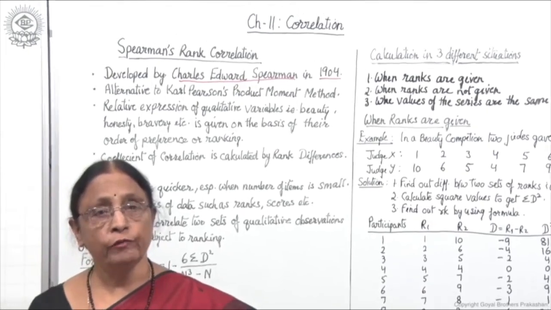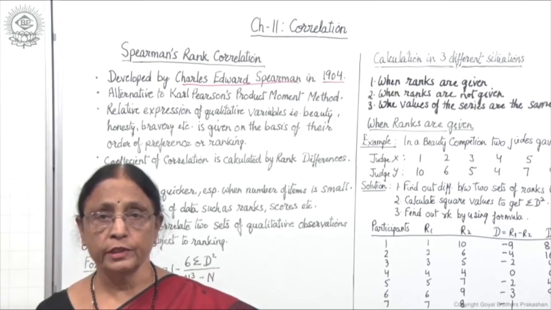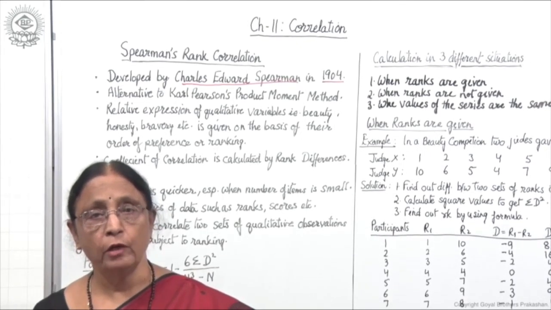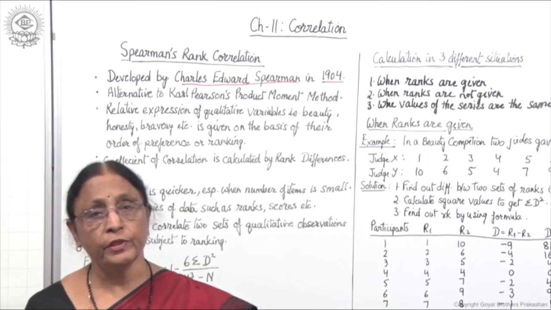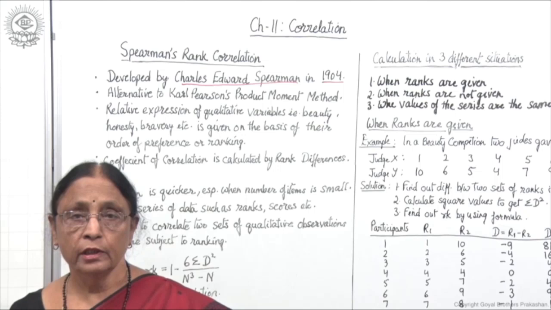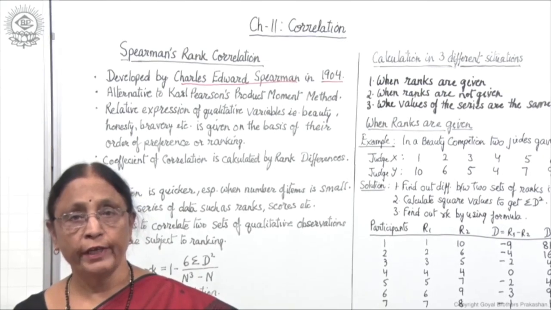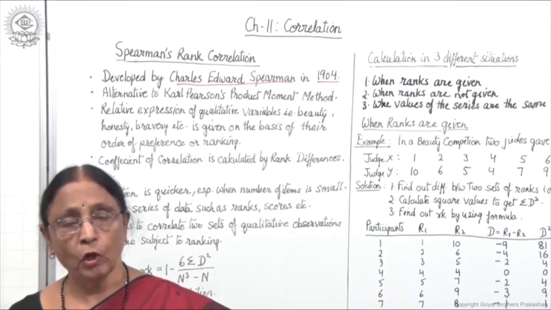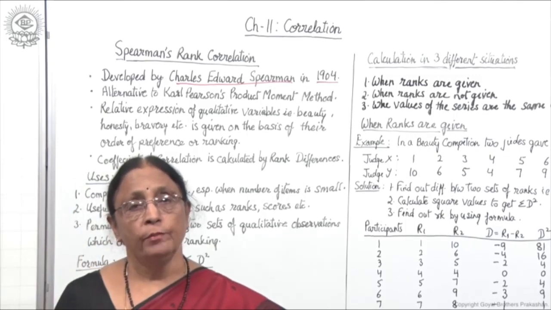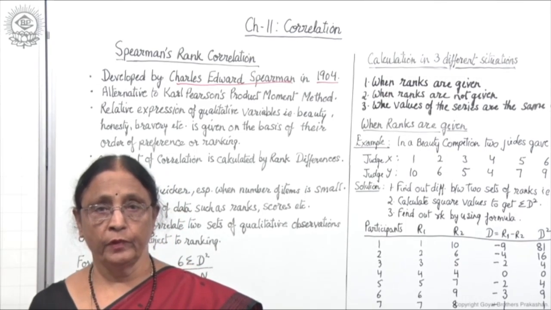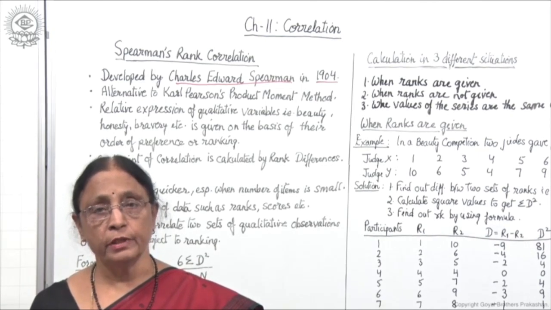Now why do we need to find an alternative to his method? Though his method is also considered a very good method of finding out correlation. But why did Spearman develop a different method, and why was there a need to find another method for finding out correlation? Because certain variables cannot be measured quantitatively. All variables cannot be measured in numbers.